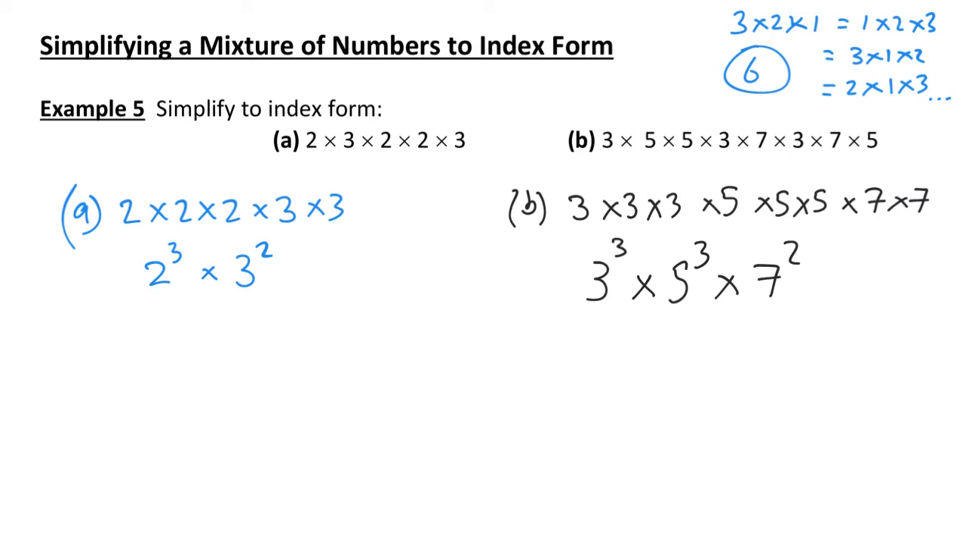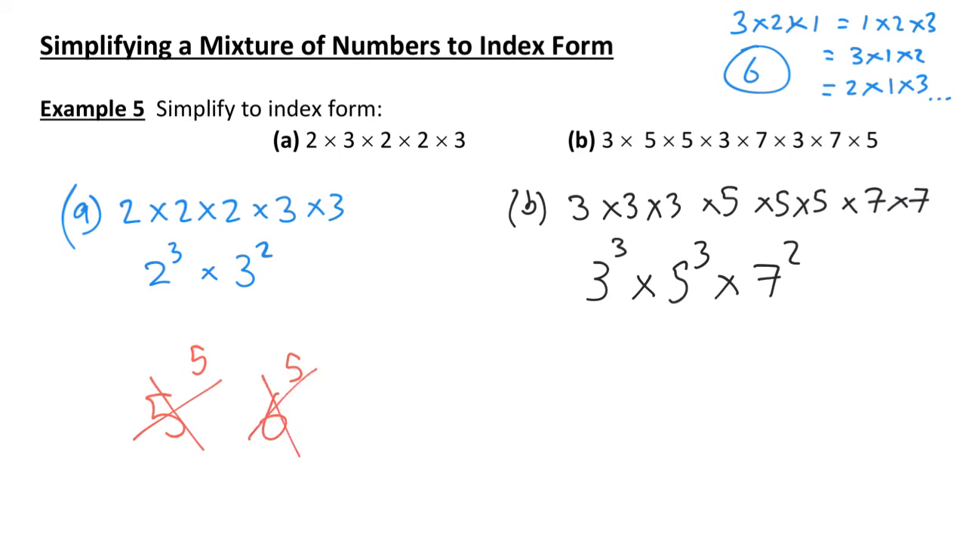And with both of these examples we can't combine them in any way. So it would not be true to write 5 to the power of 5 or 6 to the power of 5 or any other combinations of 5s or 6 or anything like that.